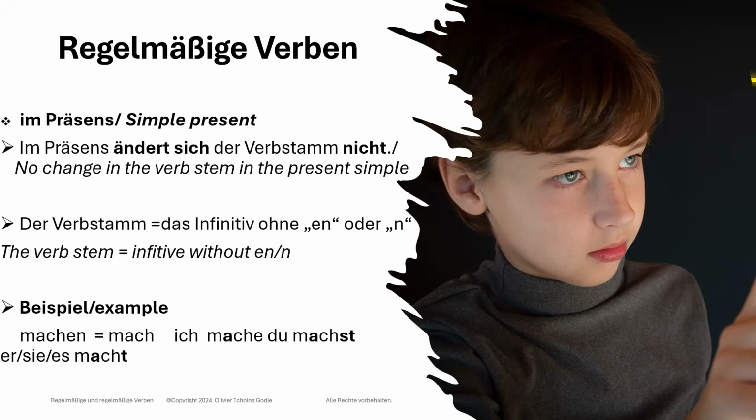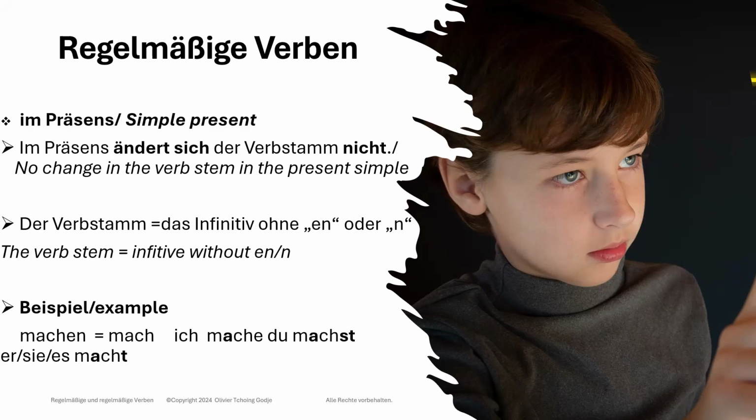The first level where we can find out to which category a verb belongs is when we conjugate this verb in the present simple, called in German Präsens. In German, we will notice that regular verbs do not change the verb stem in the present simple. Now, what is the verb stem?